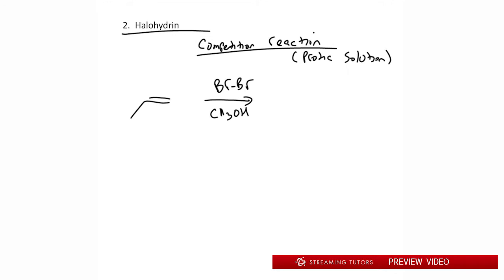Now, this is the difference. The first part's the same. We're going to break the double bond. We're going to bring in the Br, and the other Br leaves. We make a triangle. Carbocation, bromonium ion, right? But now here's the competition.